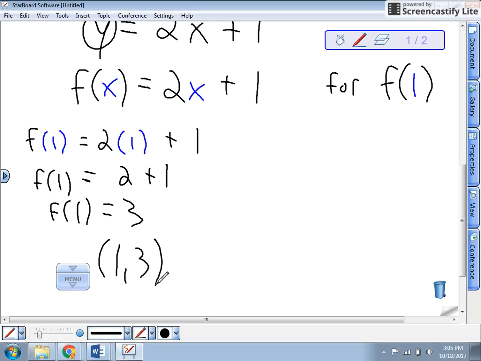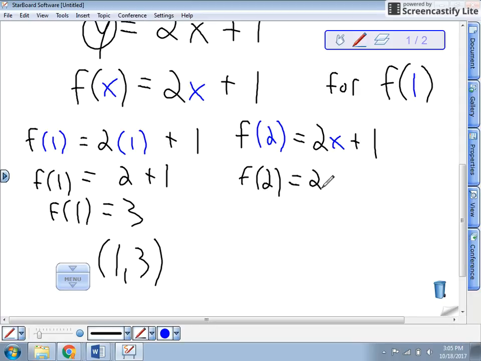All right, let's try a couple more now that we've got the hang of it. Let's find f of 2. If I was going to find f of 2, I would use the same equation, 2x plus 1, and then I'm going to solve for 2, just like I did before. So f of 2 equals 2 times, where I see an x, I'm going to put 2. And then I'm going to add the 1.